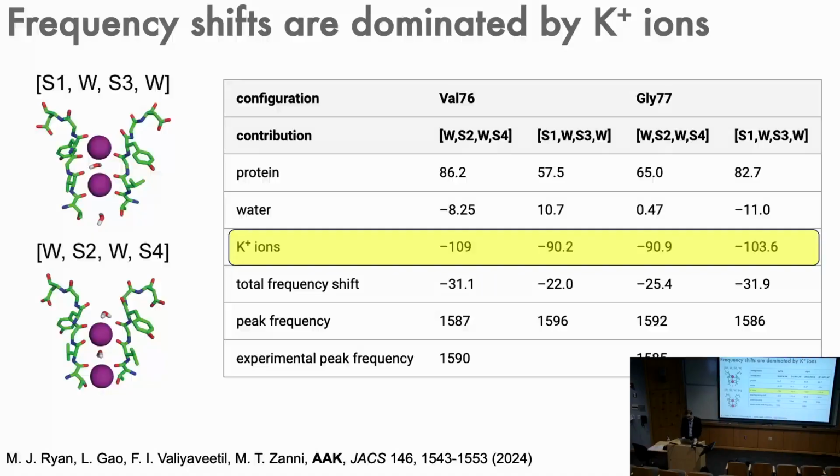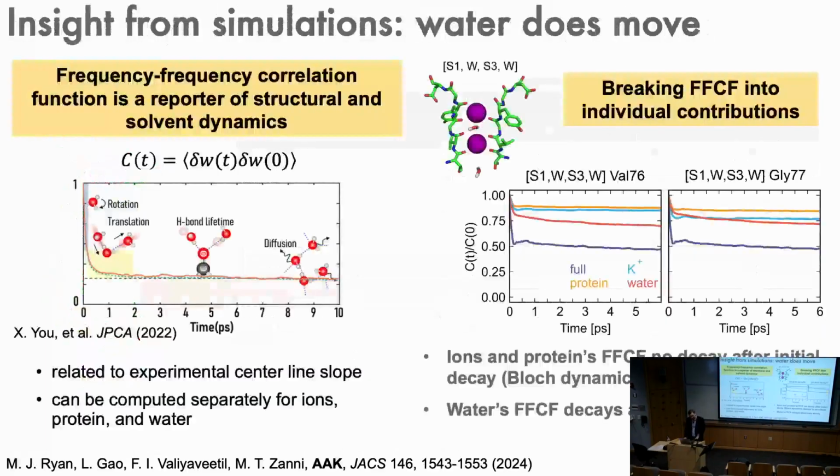So that's the answer, but it was still very interesting for us. Experimentally we cannot do that. We do not see water moving. But in simulations you can certainly see how much water moves, and a quantity relevant to experiments that simulations can do is called the frequency correlation function. That's exactly what I explained 2 slides back. It shows how fast the frequency decorrelates with itself over time.